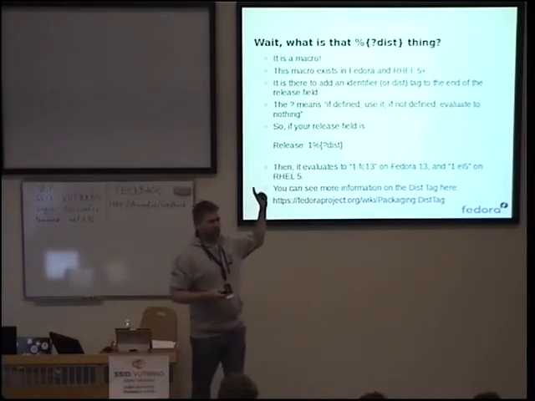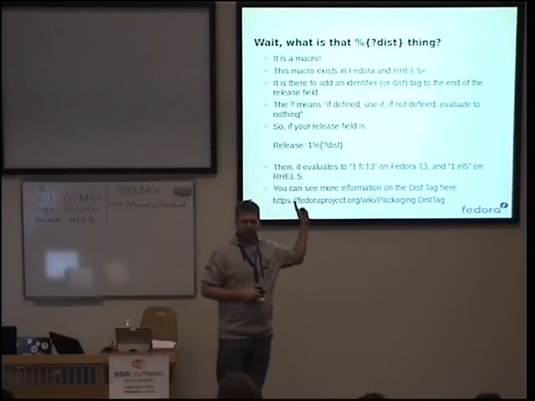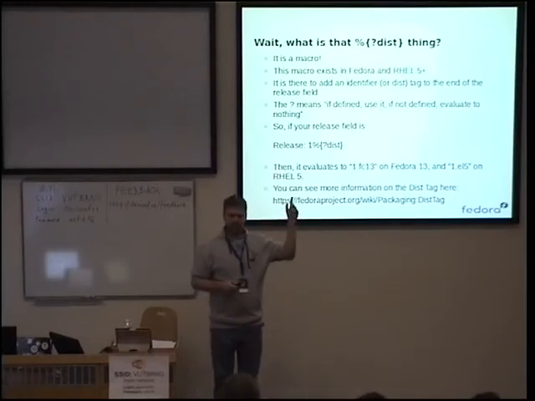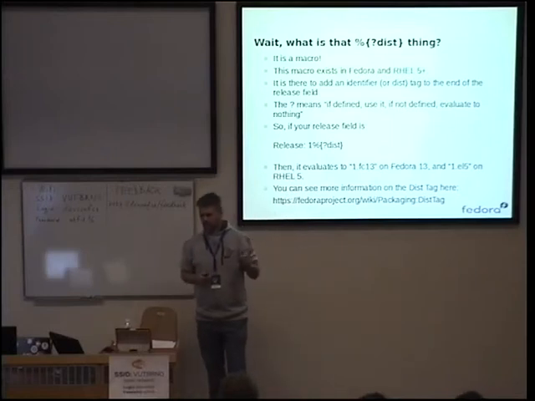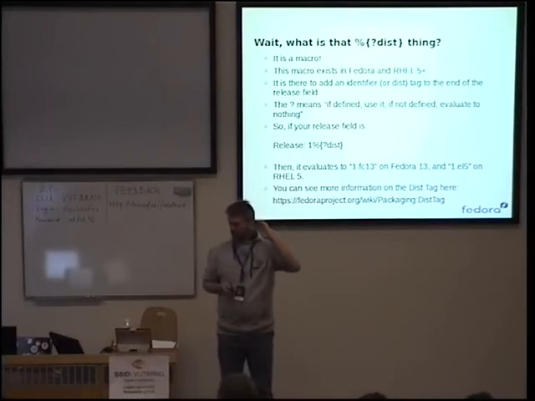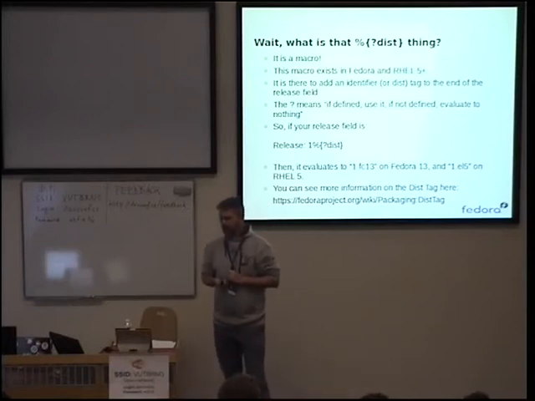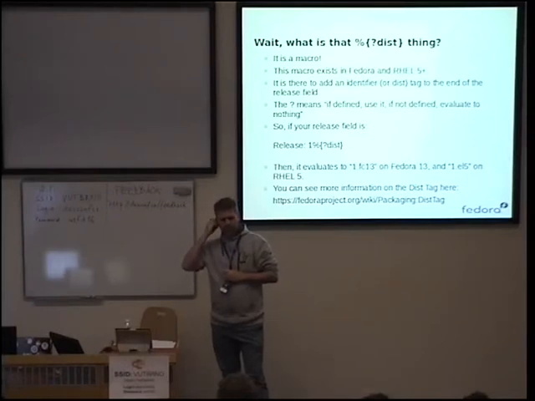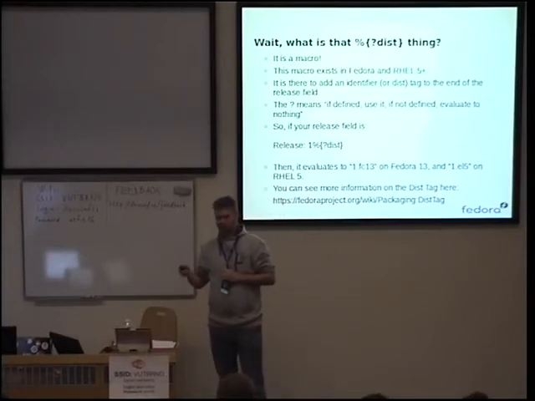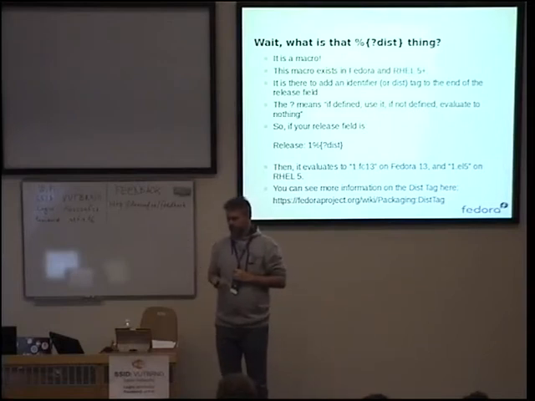Okay, we didn't use just the number there, we used some weird macro there. So what's the dist macro? What is this thing? It's a macro. This macro exists in Fedora and RHEL, even RHEL 5. And it's another identifier to mark differences between various distributions. In Fedora, it is fc and the number of the Fedora version. In RHEL, it is el and the version of RHEL.